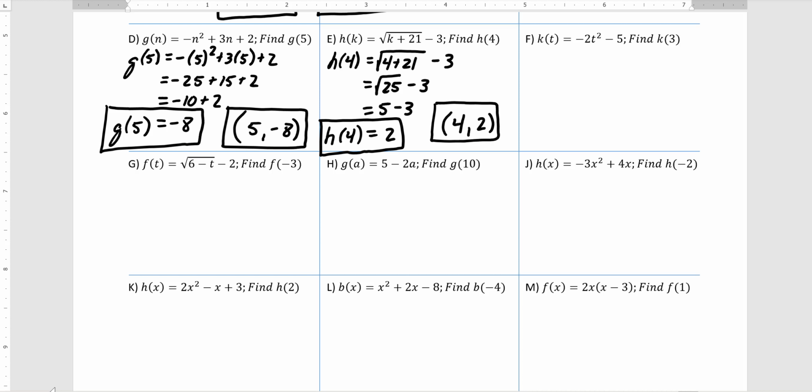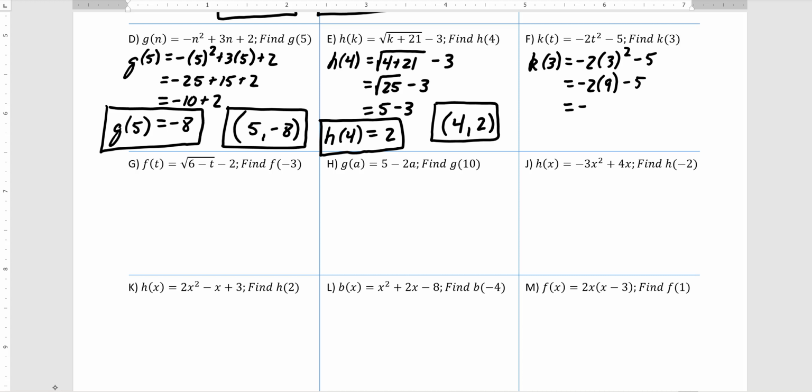k of t equals negative 2t squared minus 5. Find k of 3. So k of 3 equals negative 2 times 3 squared minus 5. So order of operations, I've got to do my exponent first. So I'll have negative 2 times 3 times 3 is 9, minus 5.